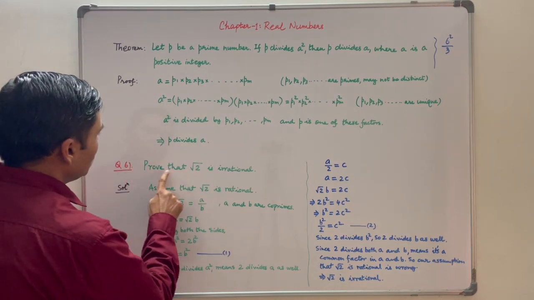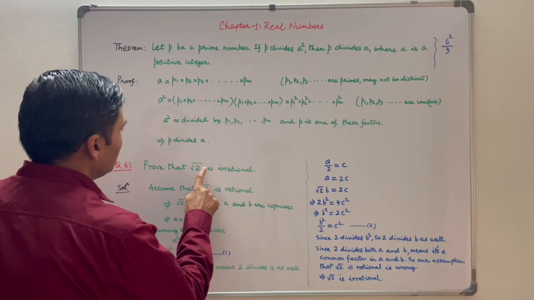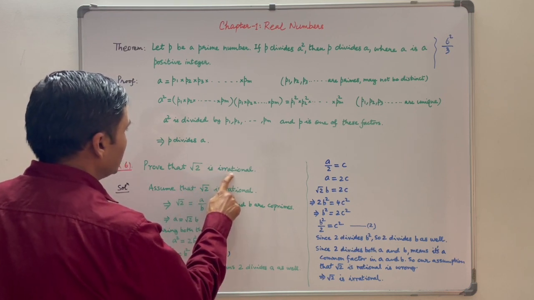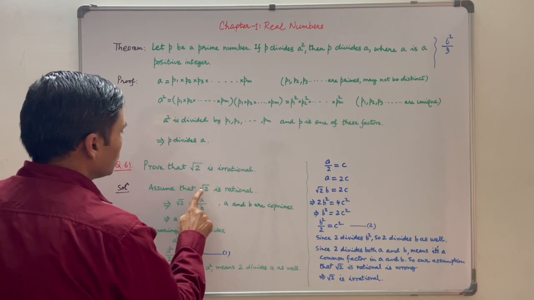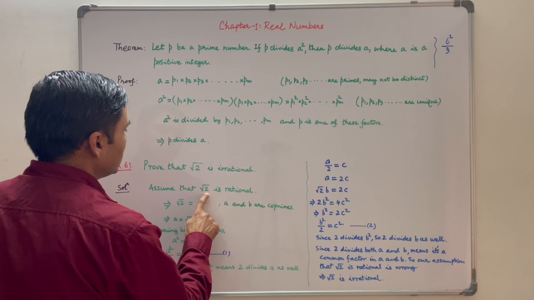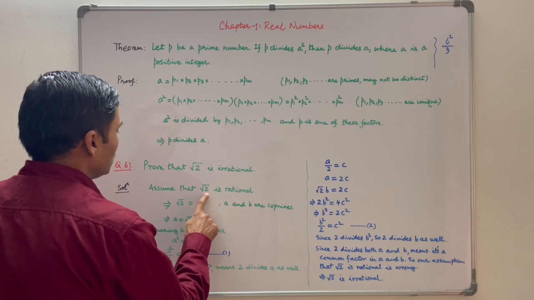Sixth question, prove that root 2 is irrational. We will prove that root 2 is irrational by the method of contradiction. In this method, we will assume that root 2 is rational and later prove that our assumption was not right. Let us see how to do that.